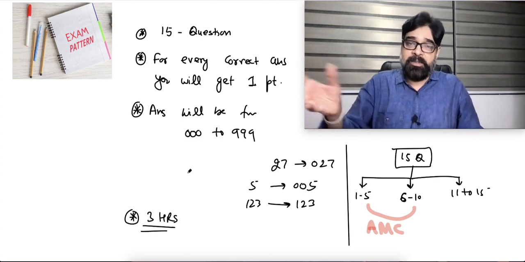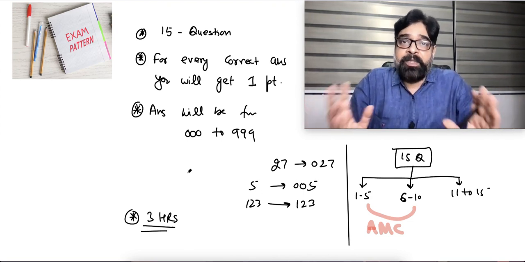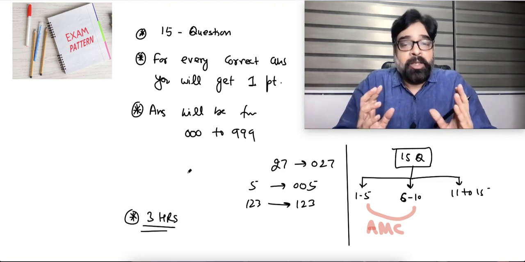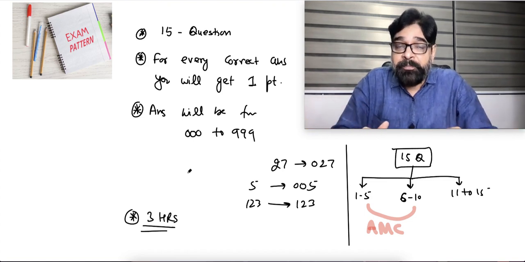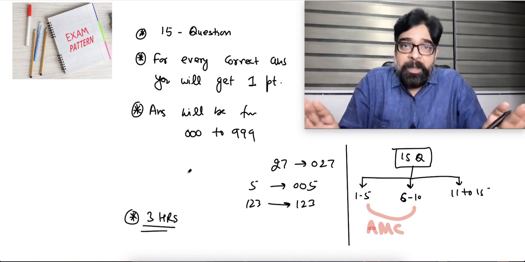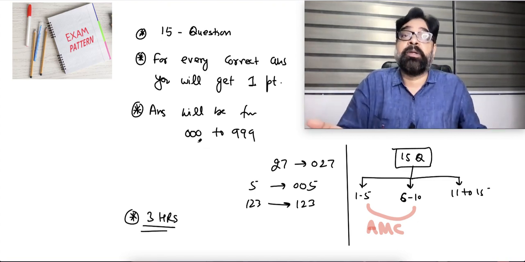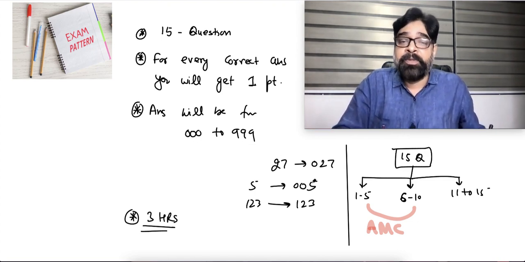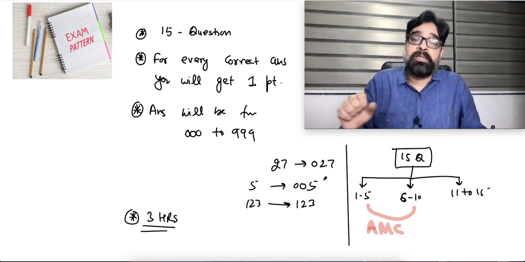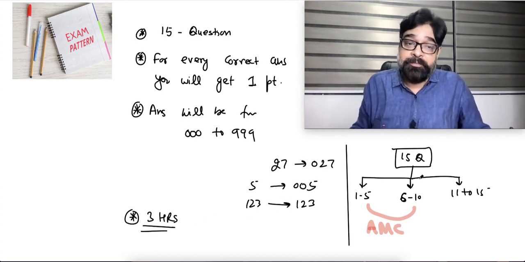One paper with 15 questions, and you'll get a maximum of 3 hours. In 3 hours you have to complete the paper. You may leave a question also. There is no condition that you have to answer all 15 questions. If you give a wrong answer, there is no penalty. For a correct answer, you'll get 1 point, and all the answers should be between 000 and 999, including these two numbers. So if your answer comes like this, you have to bubble the answers in the OMR sheet like this. This is the format: a 3-hour paper and 15 questions.